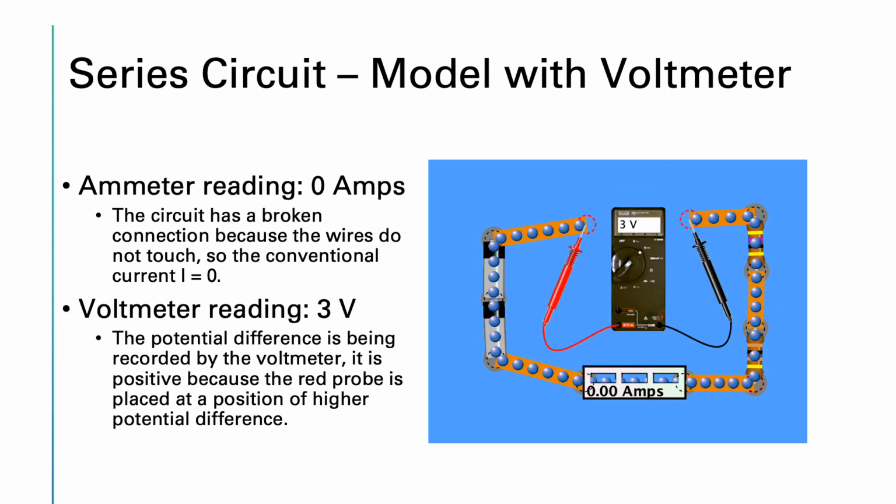Next, we replace one of the ammeters with a voltmeter. We can see that the remaining ammeter reads 0 amps. This is because the circuit has a broken connection because the wires don't touch at the top, so the conventional current is equal to 0. Next, the voltmeter reads 3 volts. This represents the potential difference. It's positive because the red probe is placed at a position of higher potential than the black probe.